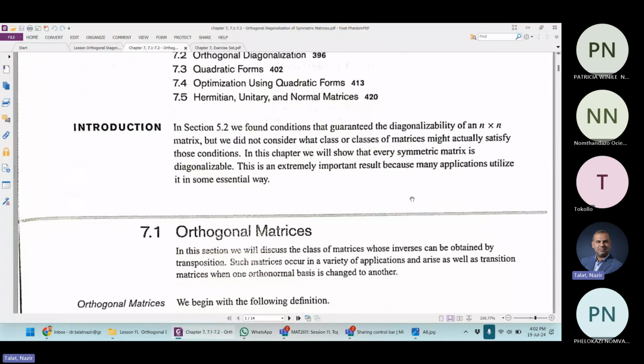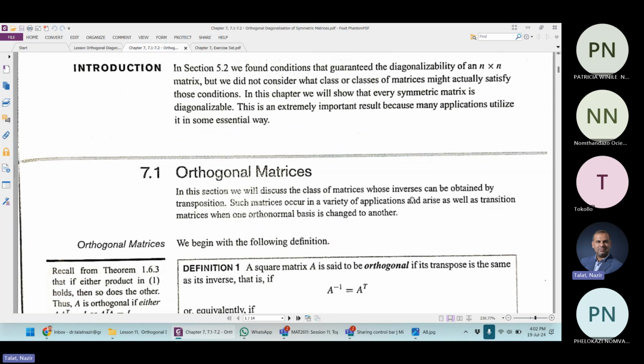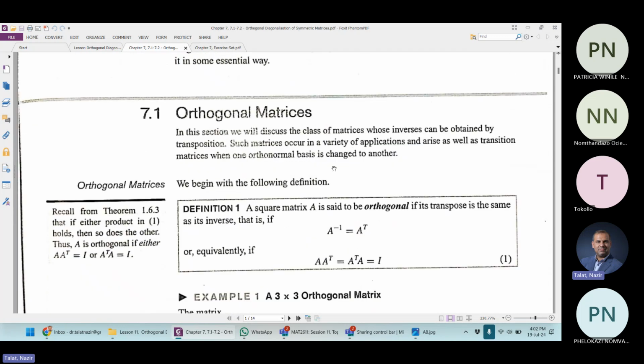The topic starts with one of the nice matrices. A square matrix, meaning an n cross n matrix, is called an orthogonal matrix if its transpose is the same as its inverse. Meaning if you take the transpose of a matrix, then A transpose is equal to A inverse. And we know that if a matrix has an inverse, then if you multiply it on either its left side or right side, in both cases it becomes the identity. So an orthogonal matrix always satisfies this condition: A times A transpose is equal to A transpose A, and that is equal to the identity matrix.